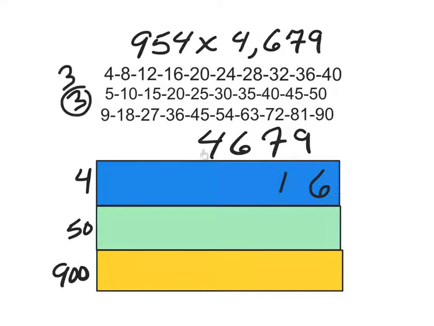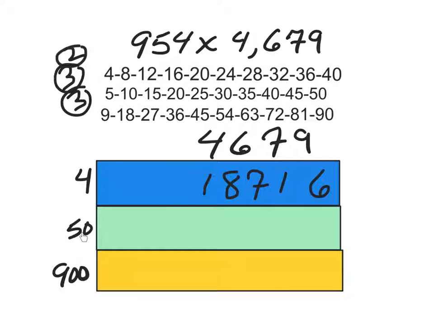4 times 6. 1, 2, 3, 4, 5, and 6 gives you 24. Plus this 3 here will give you 27. Drop your 7, carry your 2, and move along. 4 times 4, 1, 2, 3, and 4 gives you 16. Plus this 2 here will give you 18. Drop your 8 and your 1 because you are all done with this area box right there, my friends.